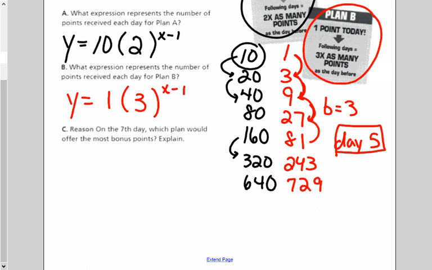So while the black plan is doubling, the red plan is tripling. It starts lower, but since we have exponential growth, it's going to eventually catch up and get past Plan A. Okay? So this is our introduction to geometric sequences and series, and it's very closely related to exponential growth, which we just talked about. And we'll see a little bit more about geometric sequences in the next video that I need you to watch.